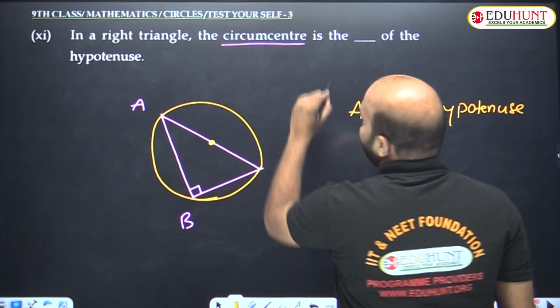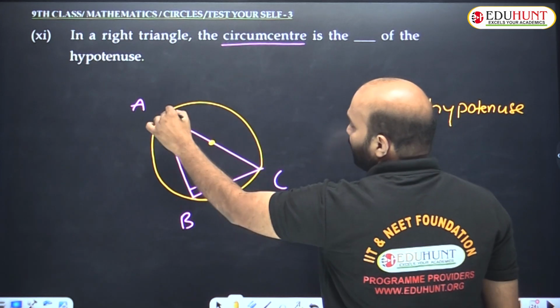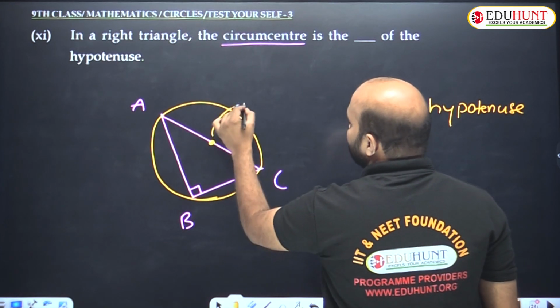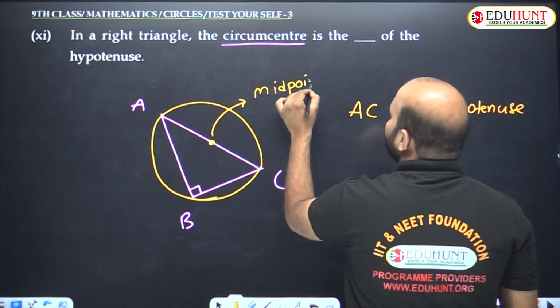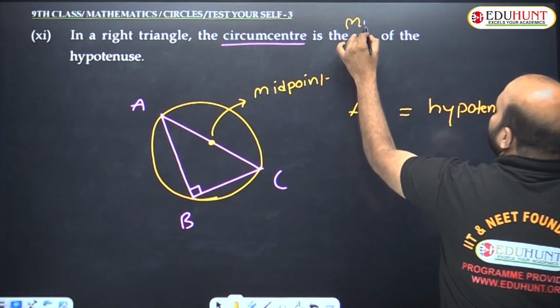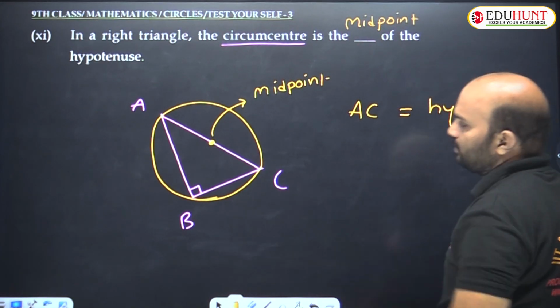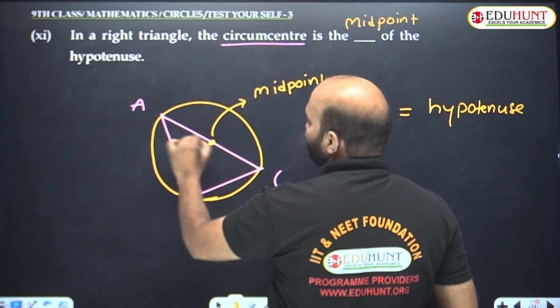So this is called the circumcenter. In a right triangle, the circumcenter is the midpoint of the hypotenuse. So this is the midpoint of the hypotenuse. So the answer is midpoint, that is the required answer. Am I clear? So circumcenter means it is the midpoint of the hypotenuse.